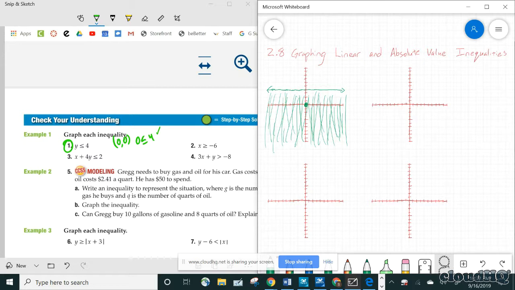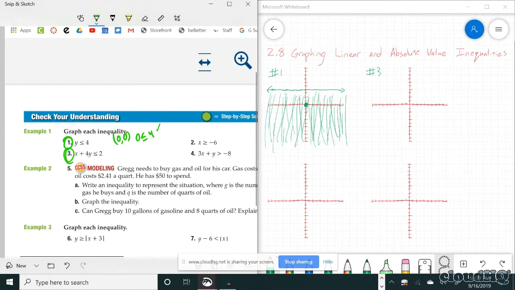If we look at question, so that was question number 1. Let's go to question number 3. So this one's in standard form. Maybe you remember how to find your x and y intercepts. That would be the easiest way to do this problem. If not, put it in slope-intercept form.